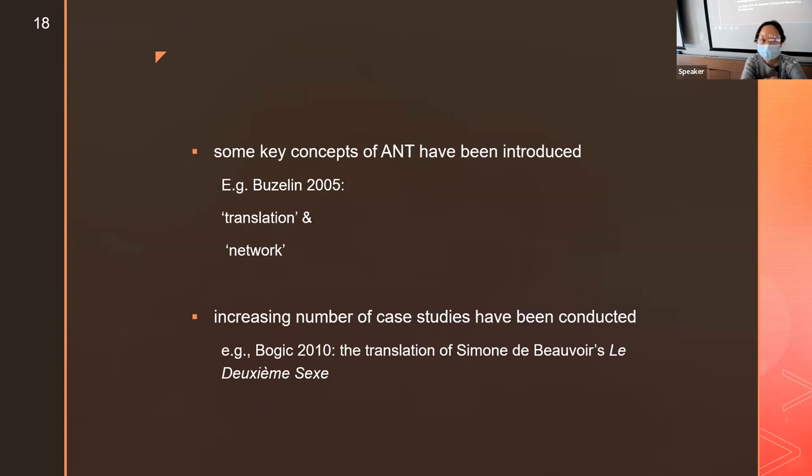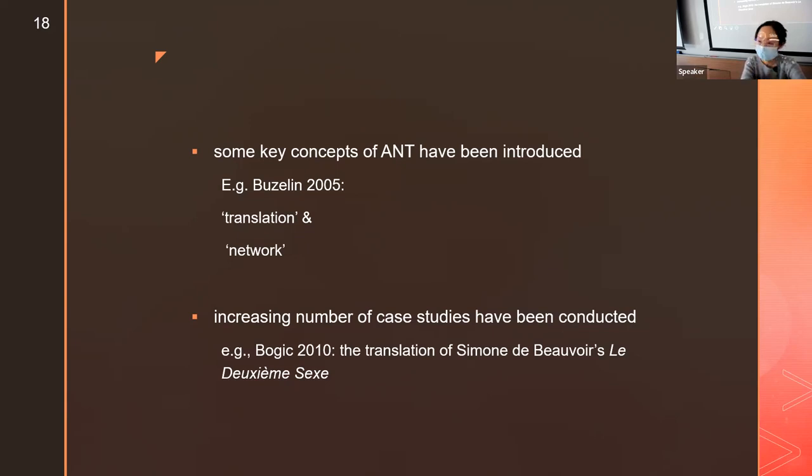By the time I was doing my research, the state of the art of the field was that some key concepts of ANT had already been introduced. For example, Bozellin, in a very early paper that deals with ANT-guided research on translation, introduced translation and network, and an increasing number of case studies had also been conducted.